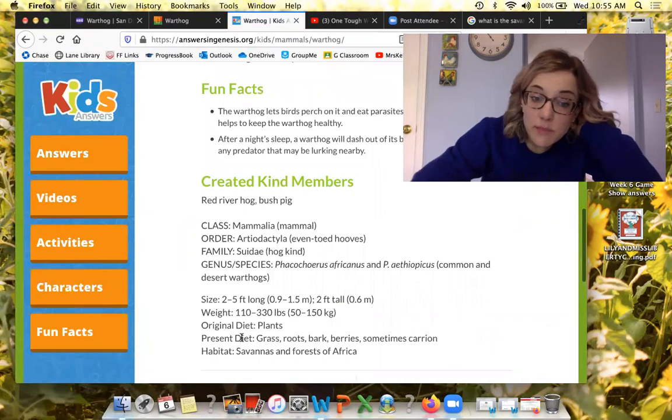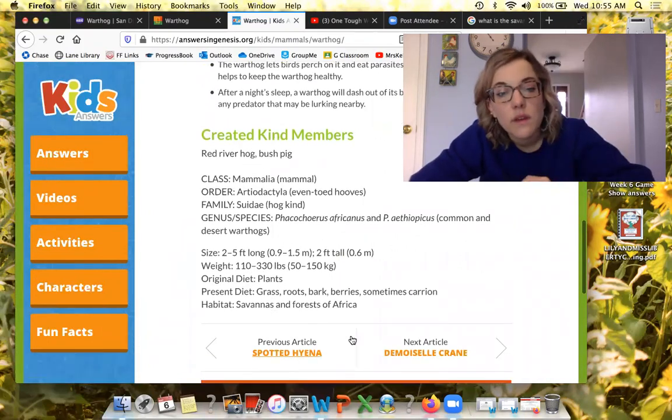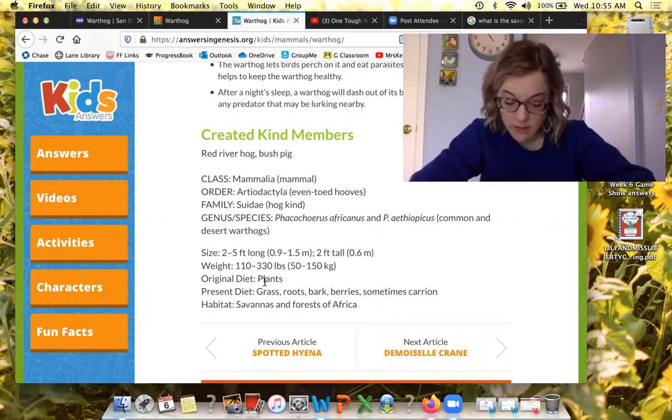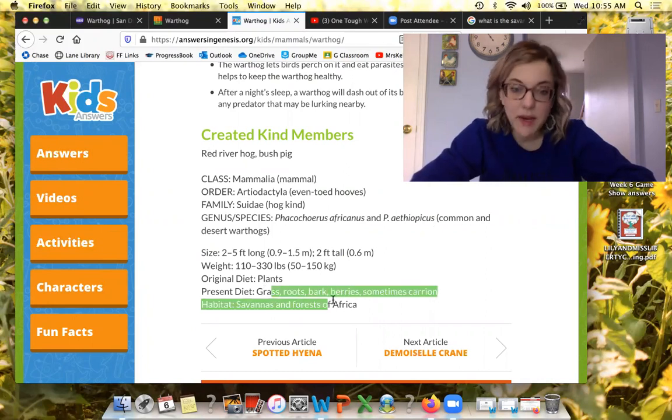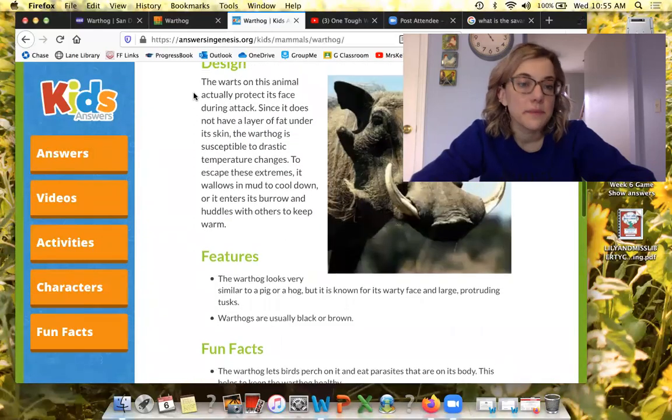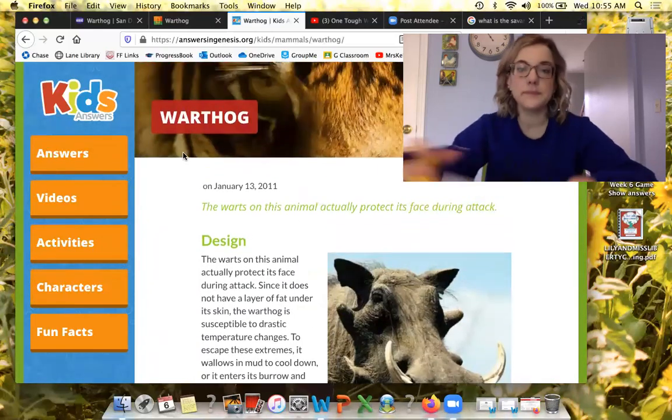Diet, plants, present diet. So mostly like what the San Diego Zoo was saying. They eat grass, roots, bark, berries, sometimes carrion. If you don't know what carrion is, you could Google it. So this is also saying mostly plants, okay? So good thing I made note that they eat mostly plants. And the other things that they mentioned, berries, roots, I've already made note of that because of the San Diego Zoo page, so I am not going to write that a second time.